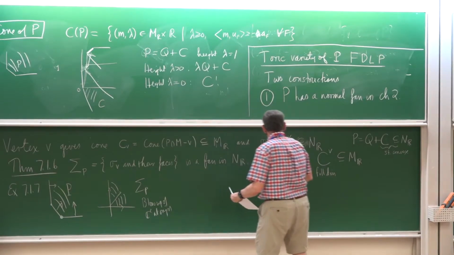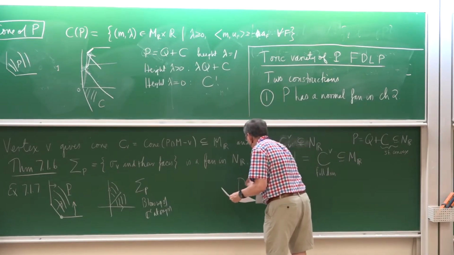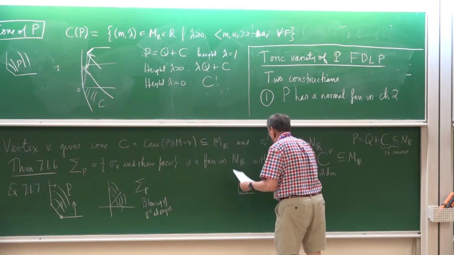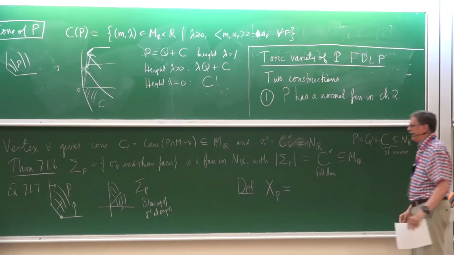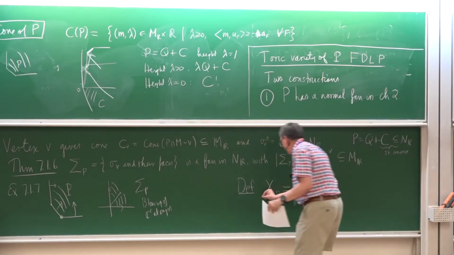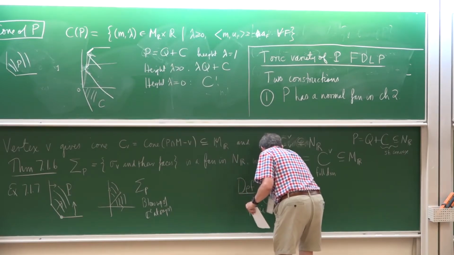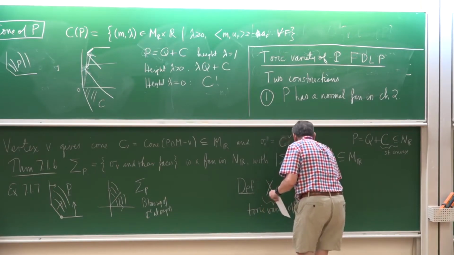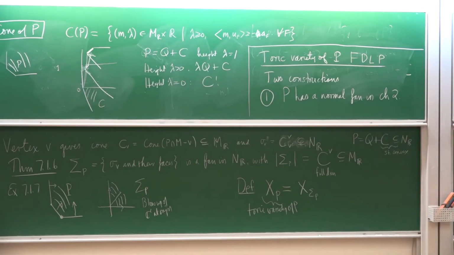Remember I get this, and then the definition is that the toric variety of the polyhedron is just the toric variety of the normal fan. So that's the very down-to-earth way of doing it.